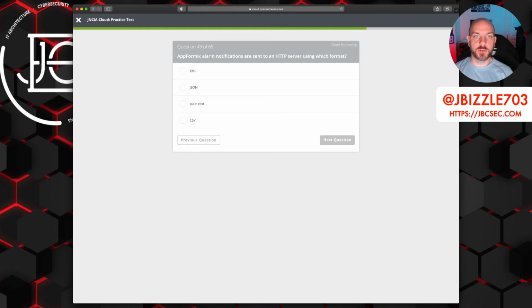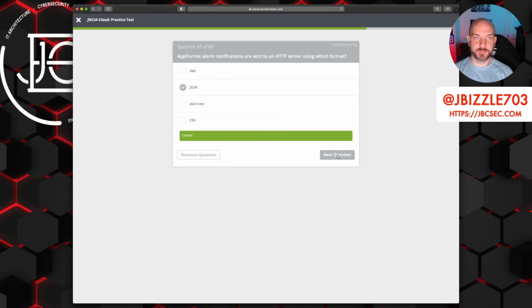AppFormix alarm notifications are sent to an HTTP server using which format? I believe it's JSON. This is going to be JSON or XML. Okay.